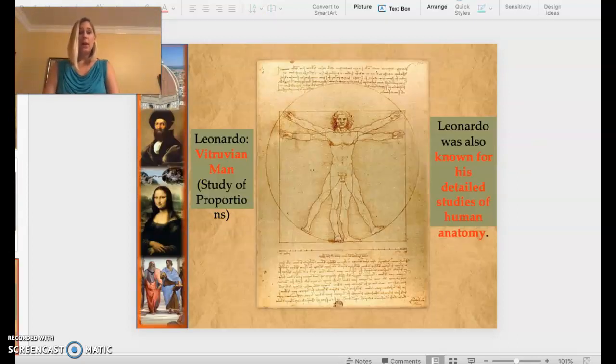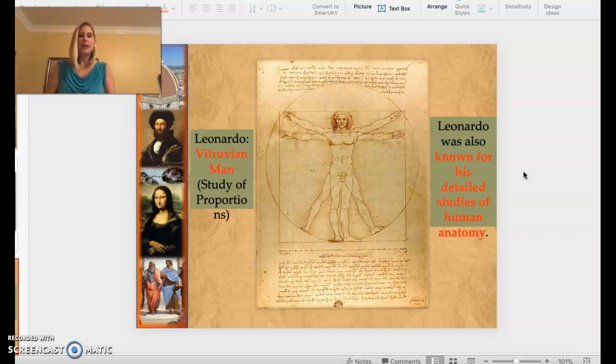Other than da Vinci being known only for his paintings, remember we said he is the quintessential Renaissance man. So here you can see one of his sketches. He was fascinated with the human body, and so he would often sketch his ideas in a journal that he would keep, or what they call a sketchbook. And so you want to write this down, that he's known for his detailed studies of human anatomy. He would even go as far as dissect cadavers in order to see the detail of the human body, for art purposes, because that's how intrigued he was.